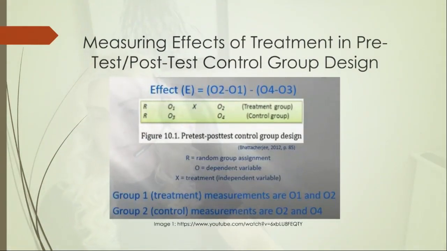Again, when we are looking at measuring effects of the treatment in the pre-test, post-test control group, this is some of the formulas used down here. So we can see R is the random group assignment, O is our dependent variable, and X is our treatment. So we can see in the treatment group above, that is the one being administered the intervention.